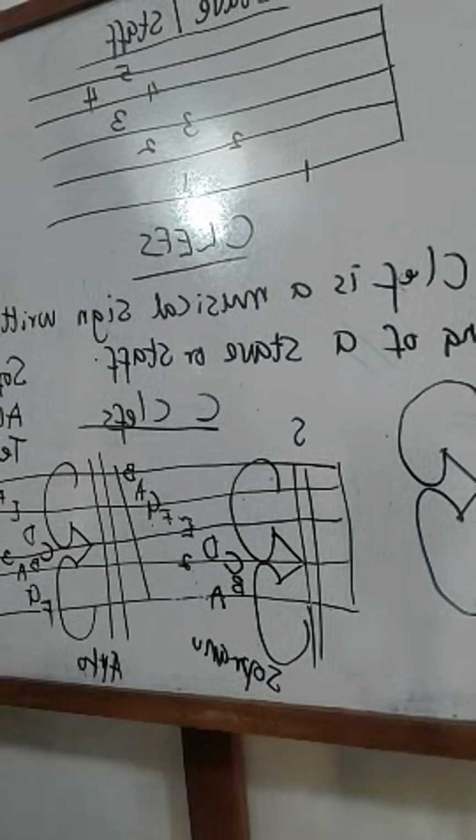Can I clean the board? This is the alto C clef, and then the tenor C clef.